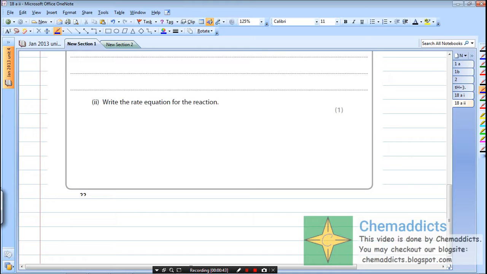For the time being, let us solve this question. Write the rate equation for the reaction. They have asked us to find the rate equation for the reaction. At first, let us have a look at how the rate equation looks like, and some of the important terms regarding this topic.